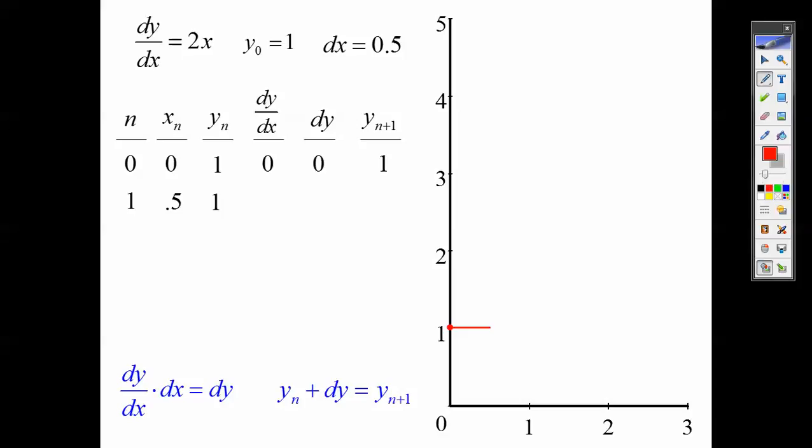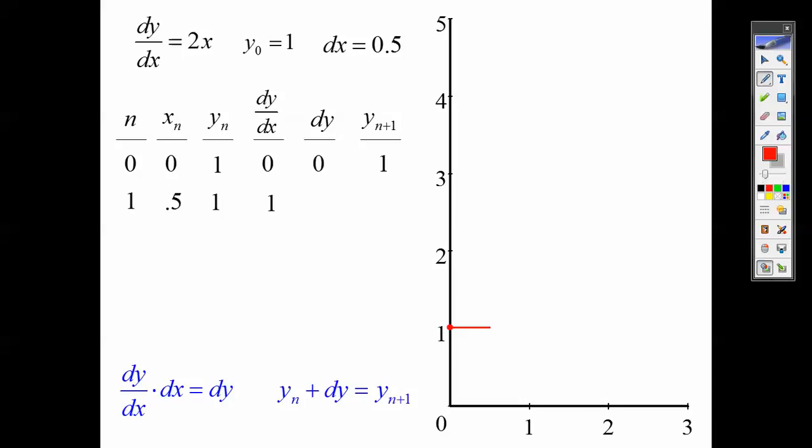So what's our next thing in our table? We need the slope. So we plug in a 0.5. 2 times 0.5 is 1. So we get a slope of 1. What do we do with that? We take that times our step size, remember? And that's why it's good to have your columns highlighted here, so you know what to do.